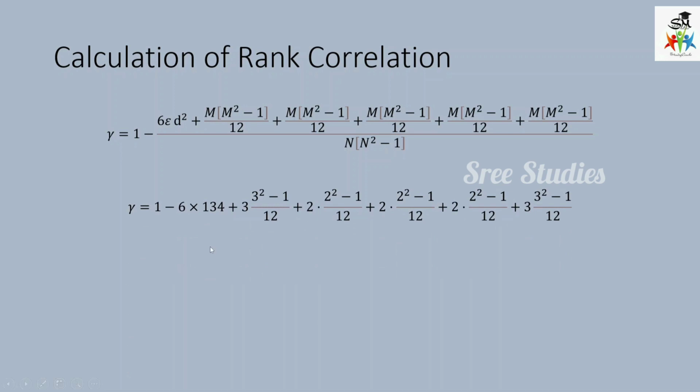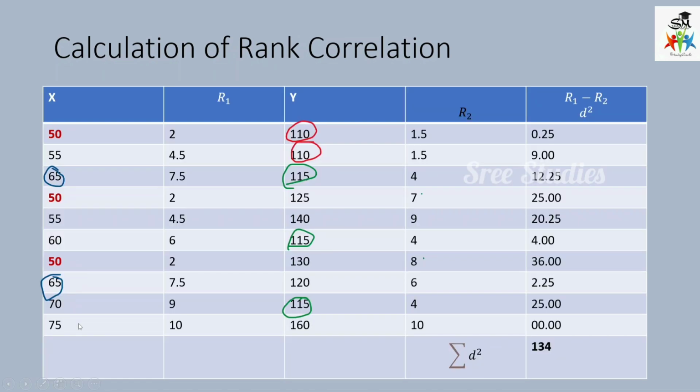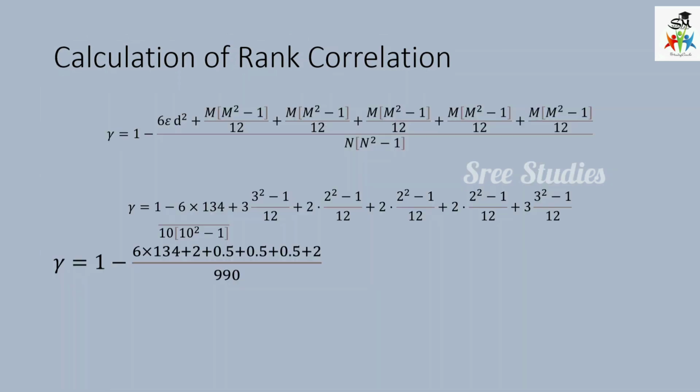And the next one, I am giving the values: 1 minus 6 into sigma d square, which is 134. That should be added with, in X series, 50 number has been repeated 3 times. So 3 into 3 square minus 1 divided by 12. And the next one is 65, repeated 2 times. Then again also 2 times. In Y series 2 times. Another one is 3 times. So all divided by n into n square minus 1. N, you know the values here, 10 values are there. So we are giving it as 10.